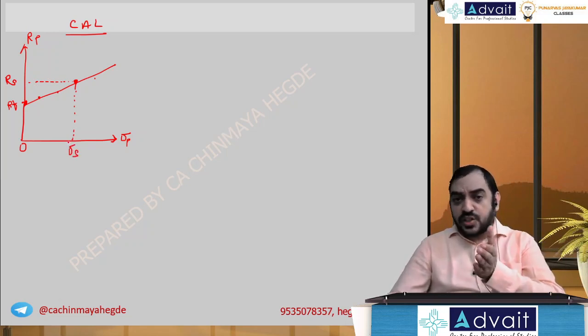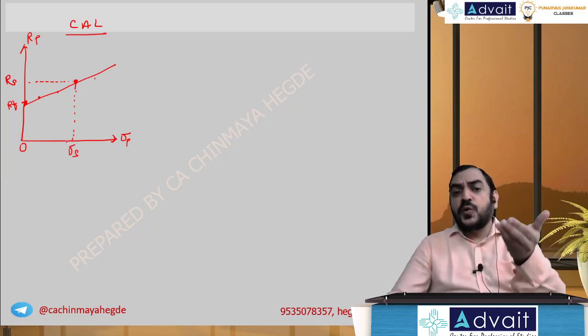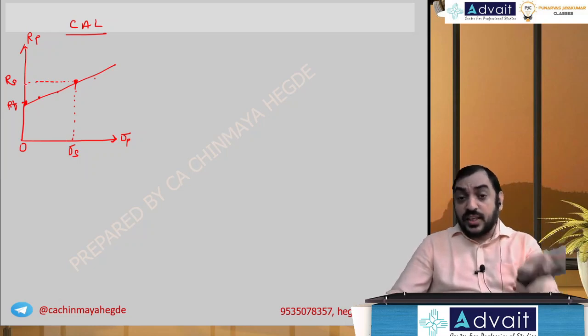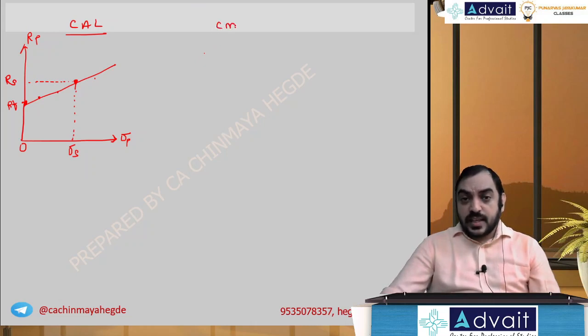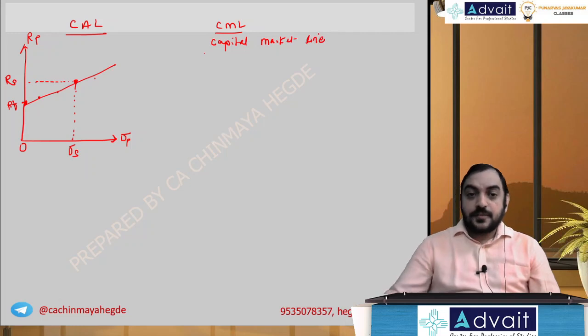Now, in the capital allocation line, when everybody follows the same pattern, the security becomes the market. That is important from your syllabus point of view. We have CML, that is capital market line. This chart is important for you more than CAL.